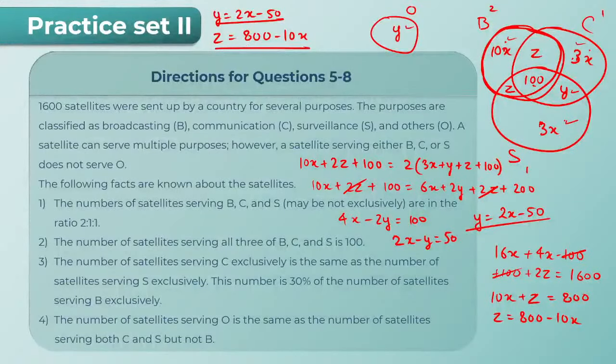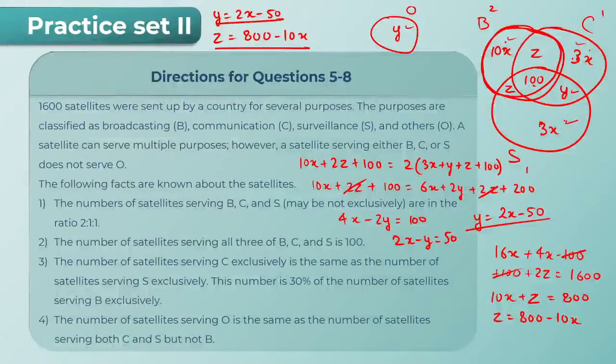Okay, so I'll get z is equal to 800 minus 10x. So these are the values of y and z in terms of x. Okay, now what is x? This is 30% of this, so we took 10x, so these are 3x, 3x. Okay, and this value is equal to this value, and also this is double of these.